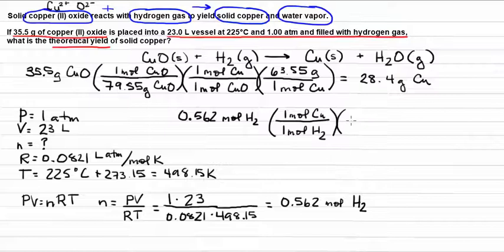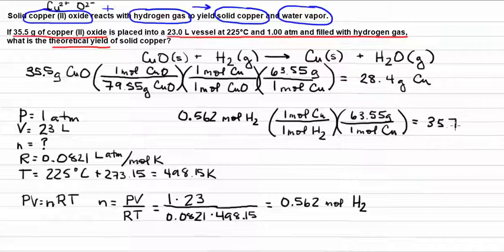And then 1 mole of copper weighs 63.55 grams, the molar mass of copper. So the theoretical yield that we can get of the solid copper if we started from 0.562 moles of hydrogen and as much copper(II) oxide as we could possibly want is 35.7 grams.